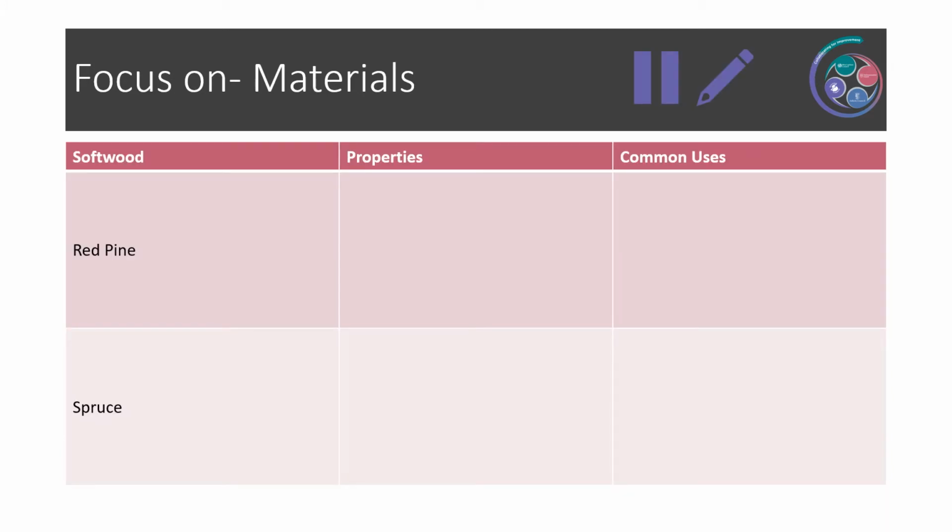The softwoods that you need to know for higher level are red pine and spruce. Pause the video now, copy the table and complete the properties and the common uses of each of these materials.